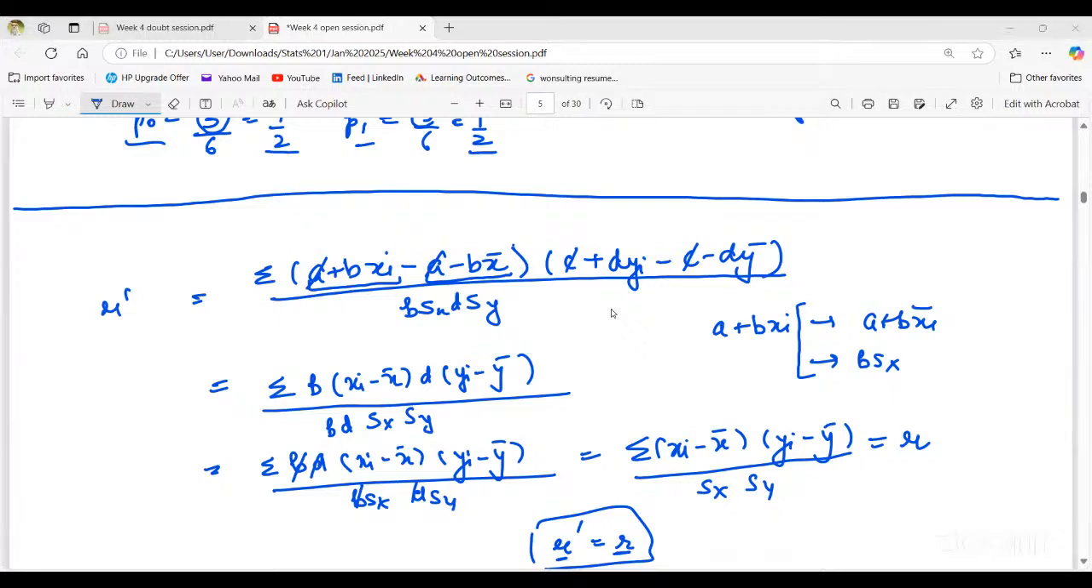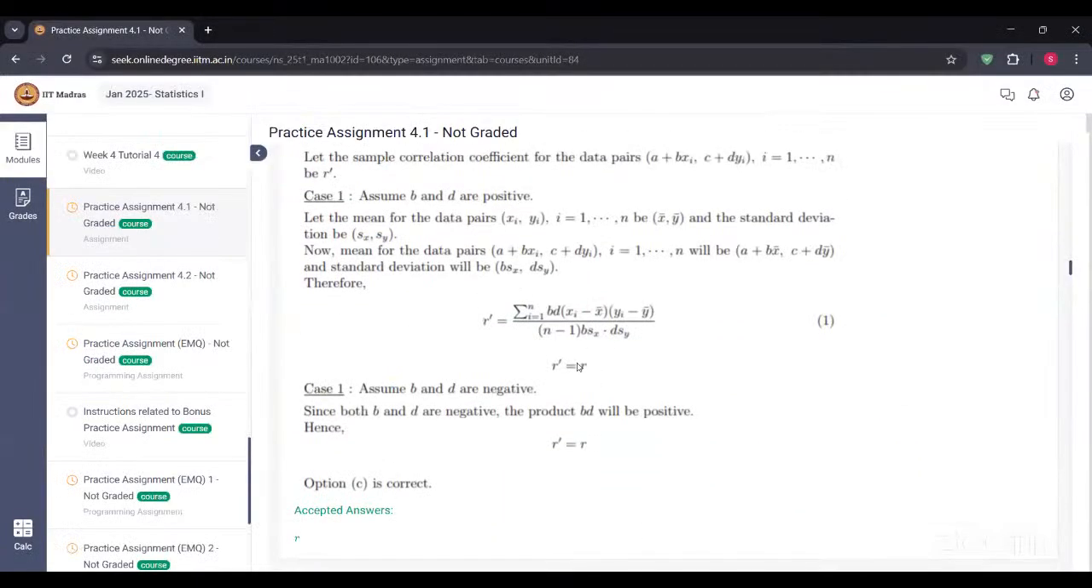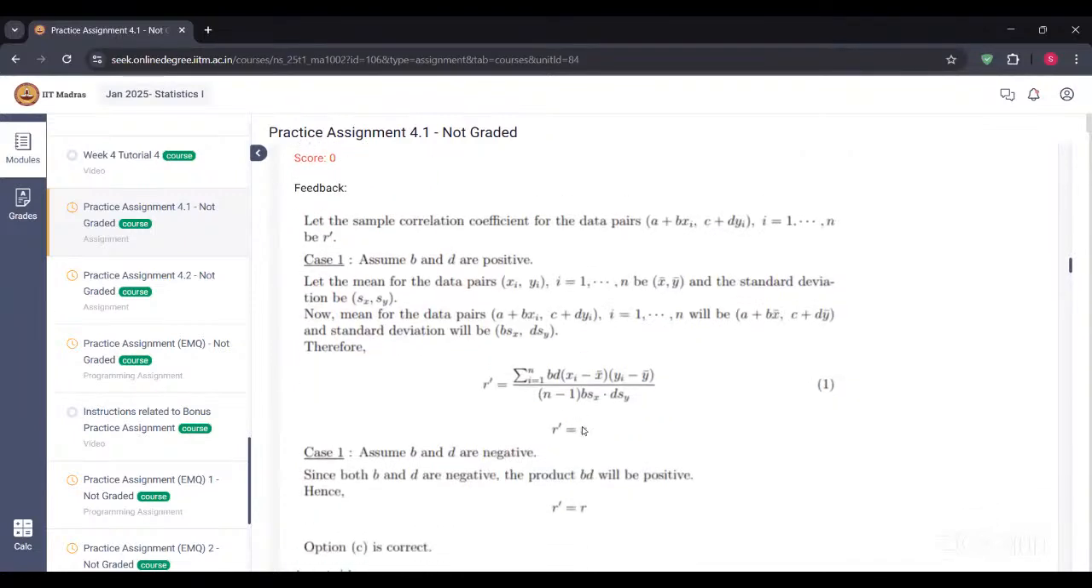Okay, so both are the same. So that's the thing. Here we are getting, when they had the positive sign, that the sample correlation coefficient is equal to the correlation coefficient. Similarly, we take another case in which B and D are negative.